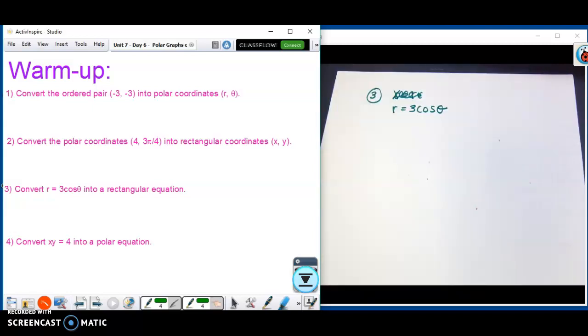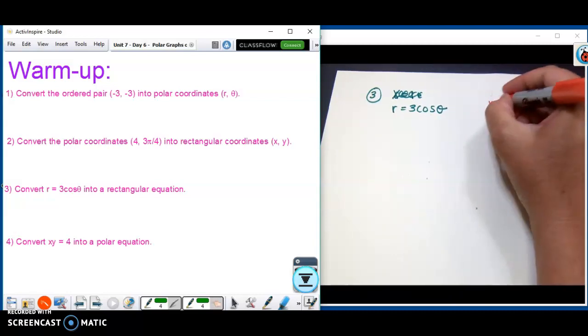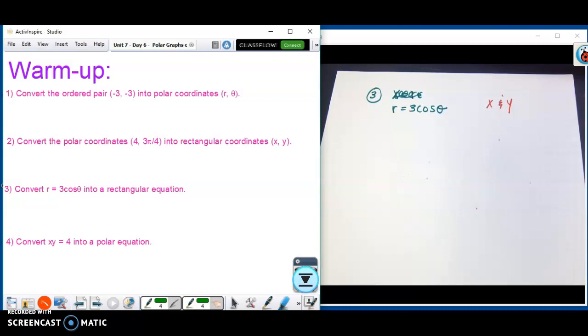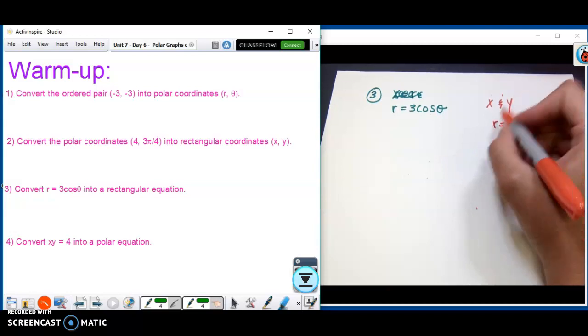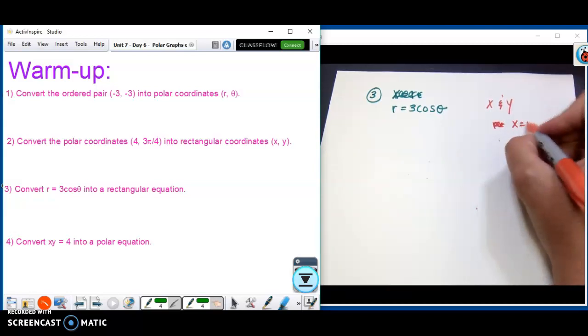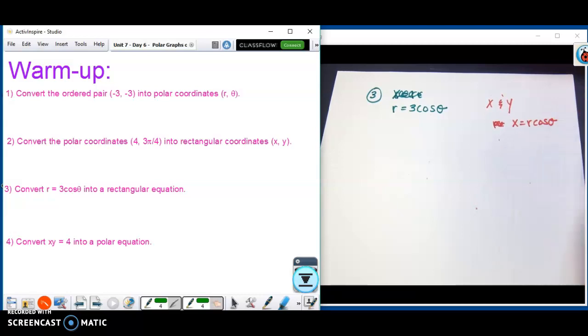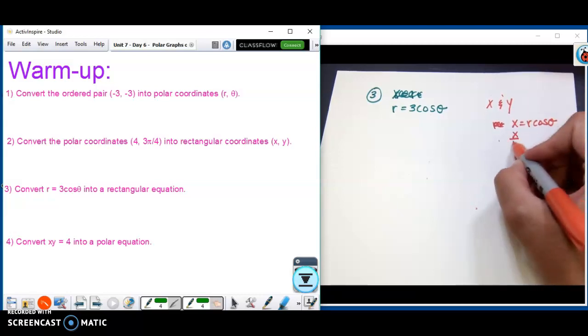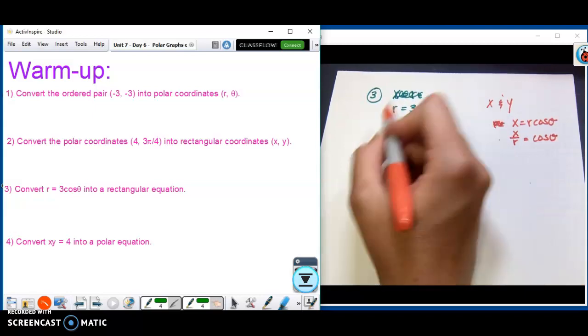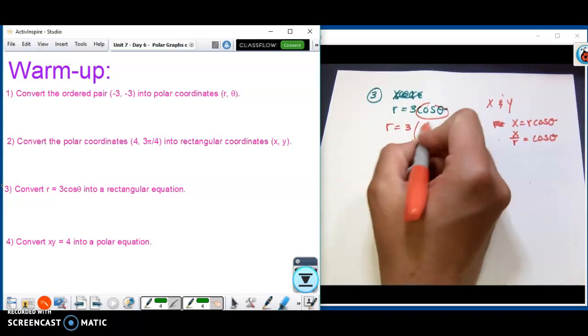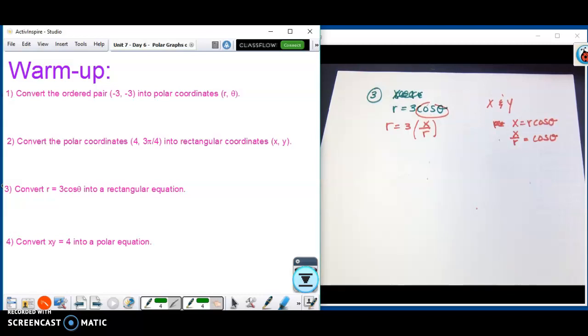Okay, we're given r equals 3 cosine theta. We need to change this to rectangular, so we're looking for x's and y's. One way to do this, if you remember, is that x equals r cosine theta. So another way to rewrite cosine is x over r. I would replace this cosine trig function with x over r. So now we've gotten rid of theta.